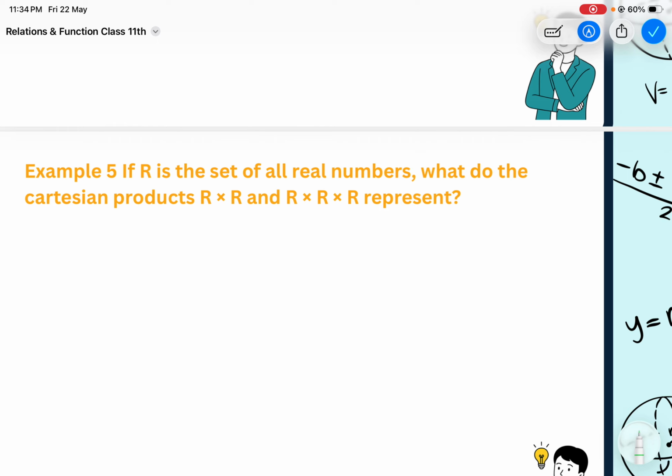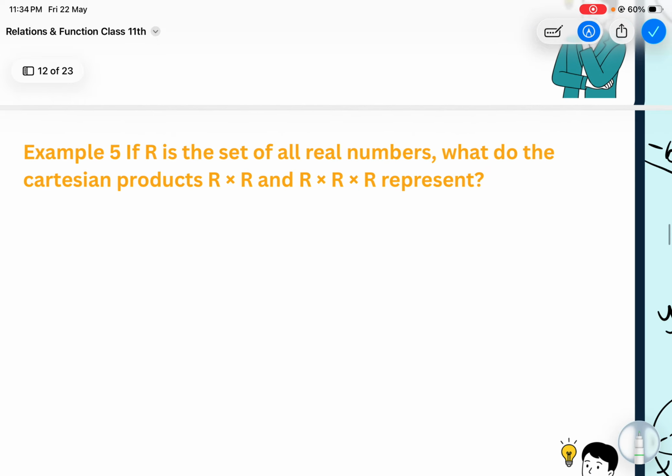By the way, all these examples are taken from the NCERT book, chapter 2, relation and function. If you have any doubt and if there is any contradiction between my answer and yours, you can go and check there, and then you can see whether my answer is wrong or you are doing it the wrong way.